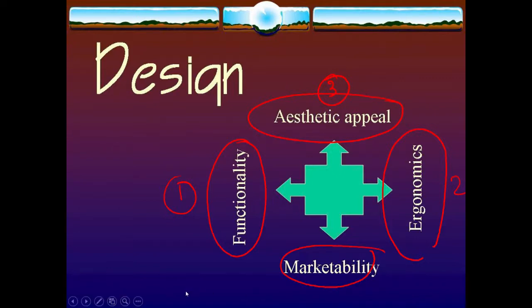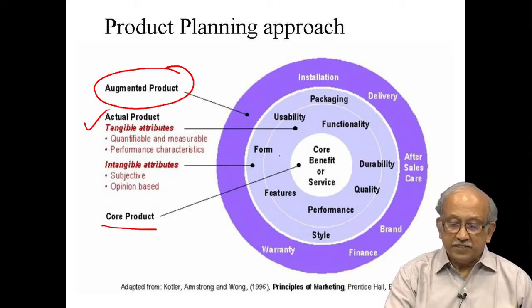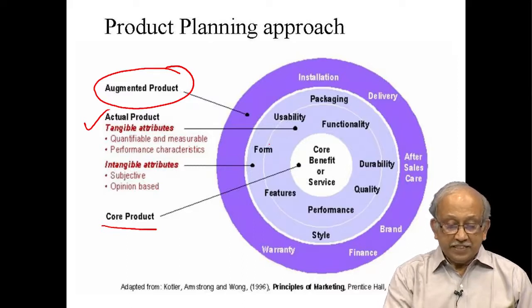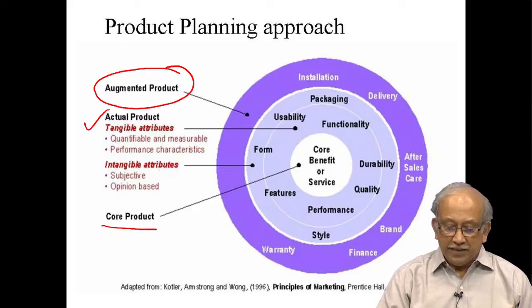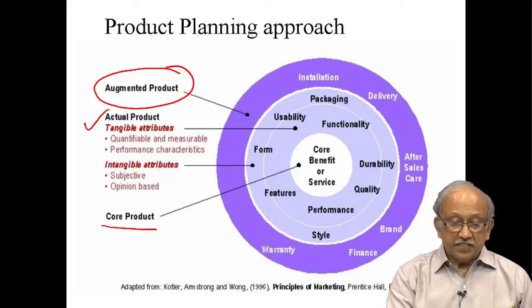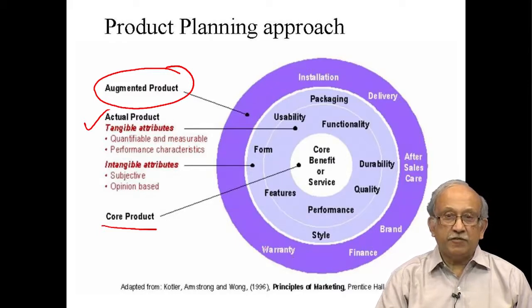Now I will go on to the next slide, which, if you remember, we started with the core product, the functionality, and core benefit or services like that. Then obviously tangible attributes, that is the usability, functionality, durability, quality, performance, features, form. The next level comes to the intangible, opinion based, saying it is a good product, we buy it. And then something which is augmented: installation, delivery, after sales, branding, finance and warranty.